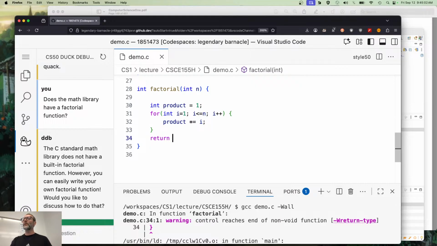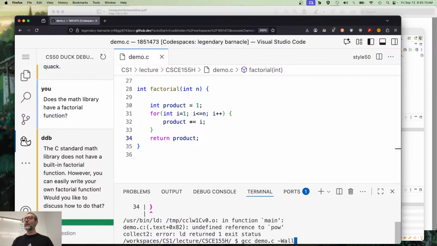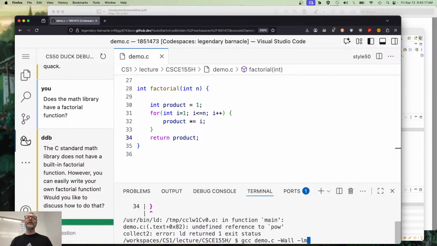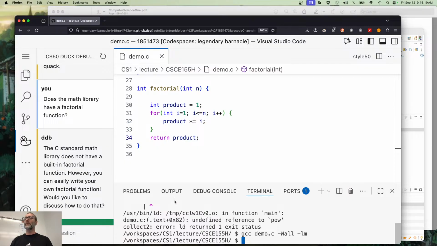We need to return the product. There we go. Because with functions, you give it input, it needs to give you output. So in the function, you have to say what am I going to give back to the calling function? And here, it's the return statement. I also need to bring in the math library, I think. There we go. We're all good.